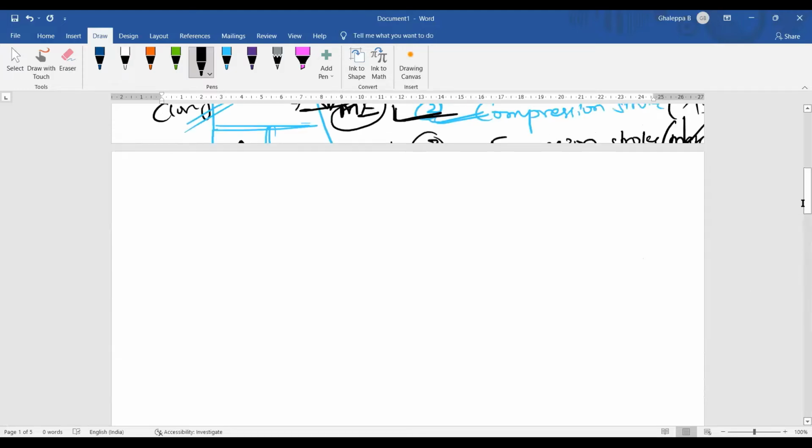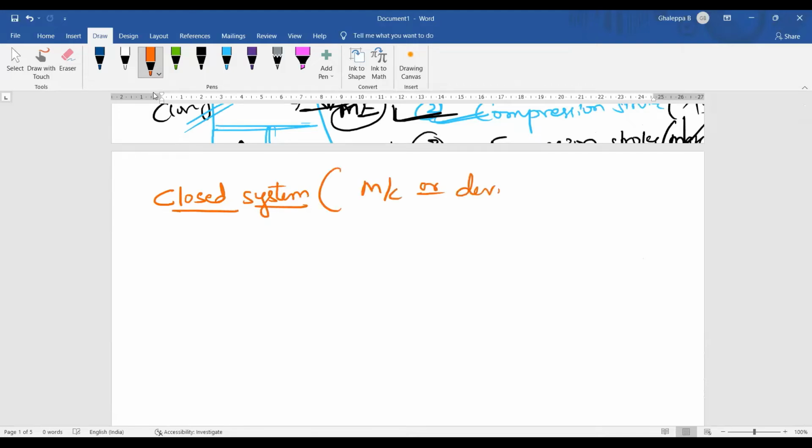So based on that, you have to tell which one is open, which one is closed, which one is isolated. So I will define the closed system now. A closed system is a thermodynamic system, or a machine, or one device. So I will draw one simple sketch. This is the machine or system. Anything outside the system is called surrounding.